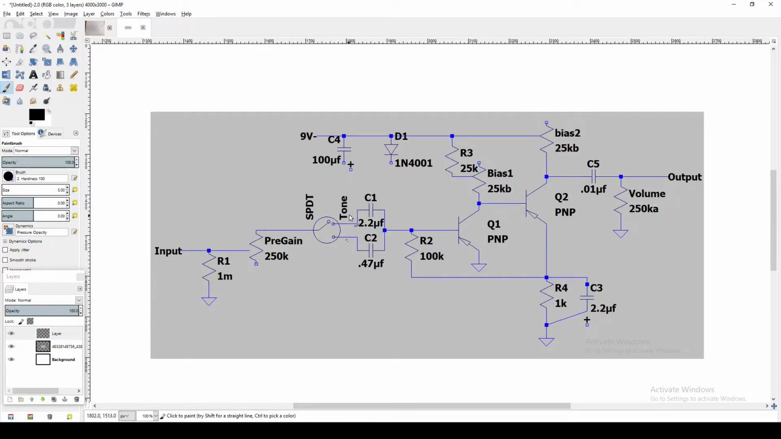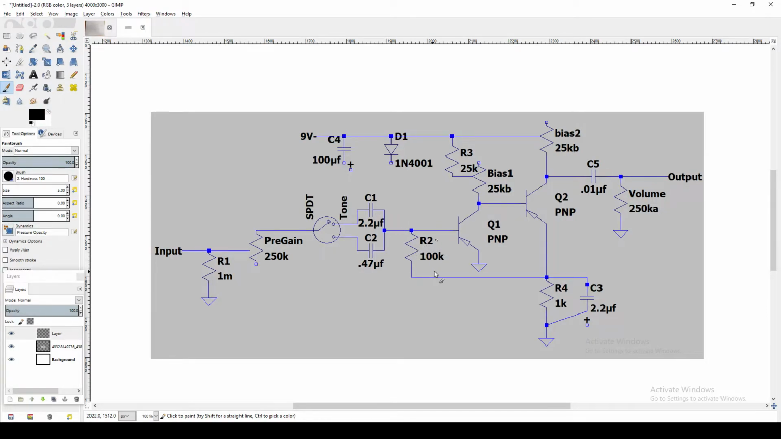And then we're going to switch between two different input caps. Like I talked about before, I'm going to probably try 0.47 or maybe 0.22 just to give me a little bit more range between these two. But this is a place where I could definitely experiment with things. Maybe use alligator clips to test what I like.